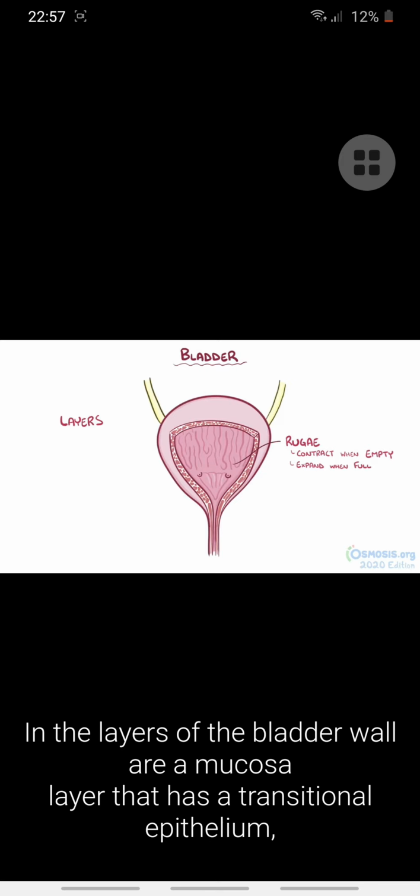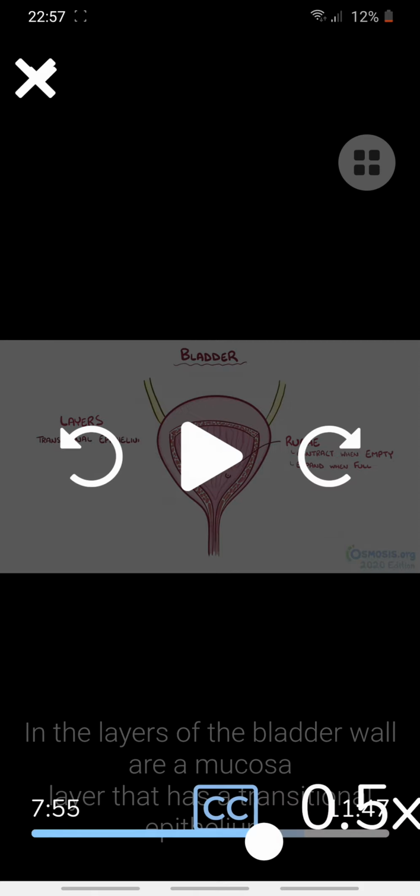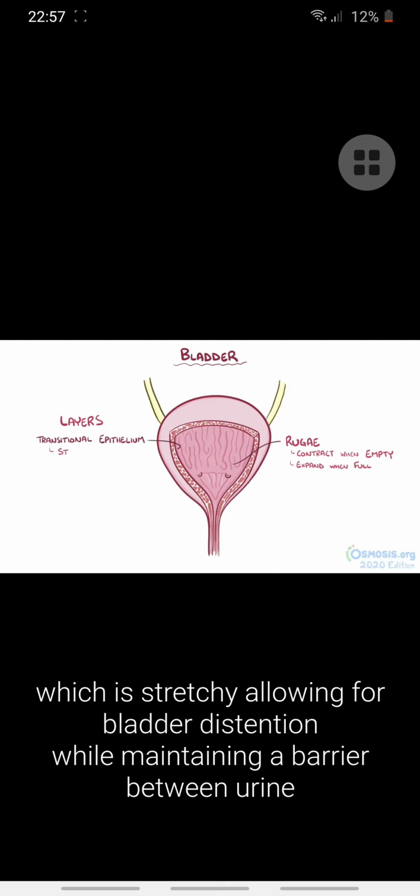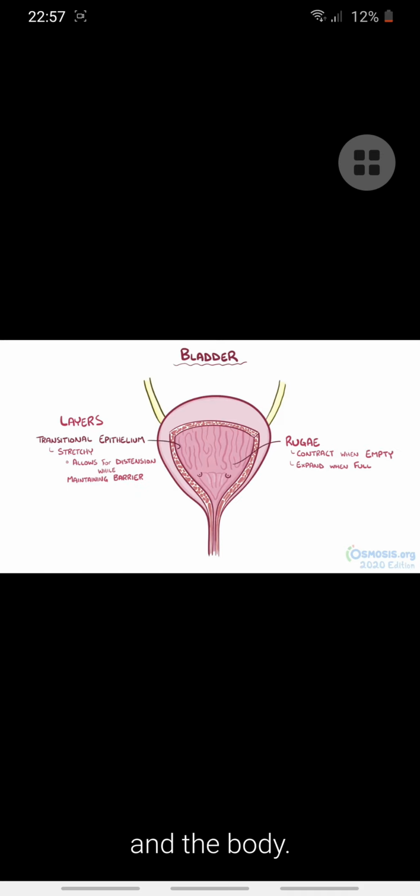In the layers of the bladder wall, there is a mucosa layer that has a transitional epithelium, which is stretchy and allows the bladder to distend while maintaining a barrier between urine and the body.